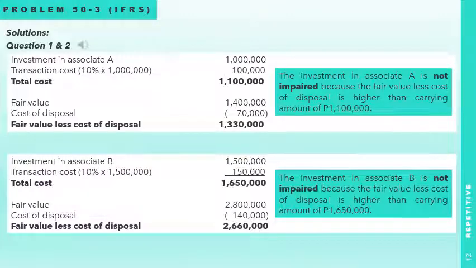Same scenario in investment in associate B, ang transaction price based sa given ay 1.5 million and the transaction cost is 10% of the purchase price. So, 10% times 1.5 million, meron tayong transaction cost na 150,000. Then, ang fair value niya as of December 31 ay 2.8 million. Less cost of disposal based sa ating problem, ang estimated cost of disposal ng investment in associate B ay 140,000. So, ang ating recoverable amount is 2,660,000. Since the carrying amount of investment in associate B, which is 1,650,000, did not exceed the recoverable amount of 2,660,000, therefore, the investment in associate B is not impaired.